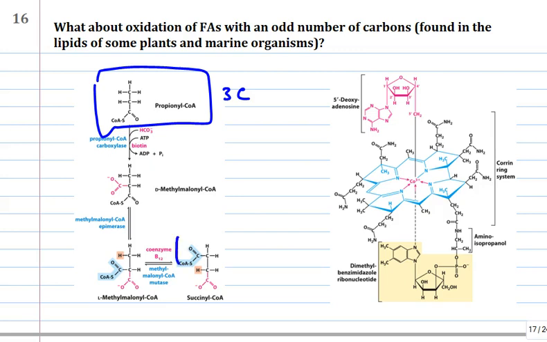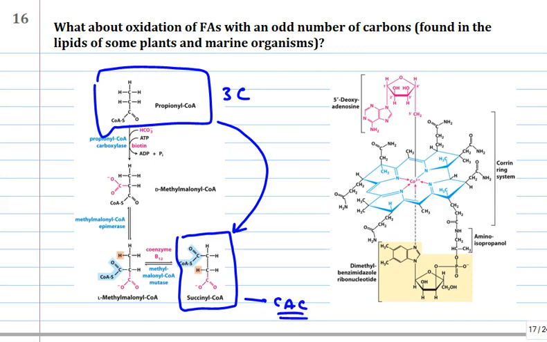And through this complicated series of events that I'm not really going to ask you about, we can convert propionyl-CoA to succinyl-CoA, and of course succinyl-CoA can just basically move into the citric acid cycle. So, we have a way to take all this propionyl-CoA that we might make from ingesting plants or marine organisms, through the breakdown of those fatty acids to propionyl-CoA. We have a way to convert that to a citric acid cycle intermediate.